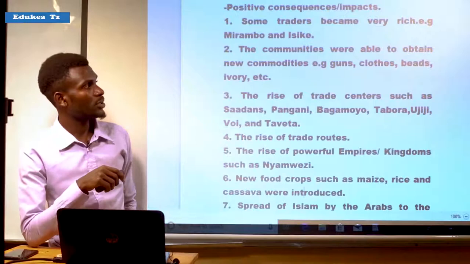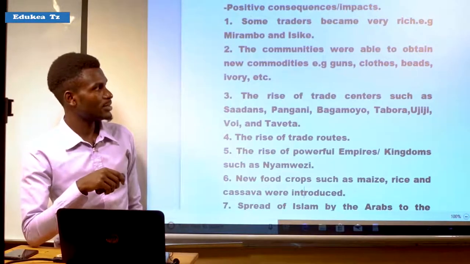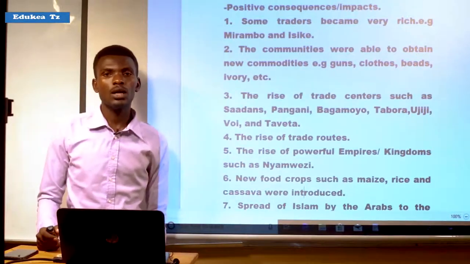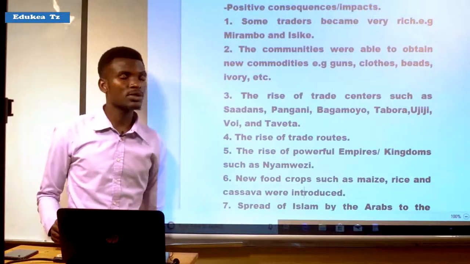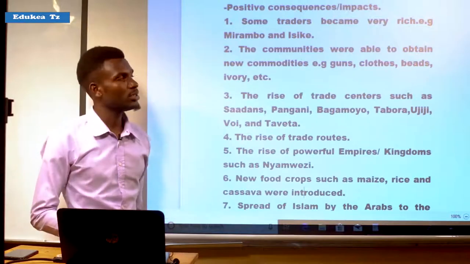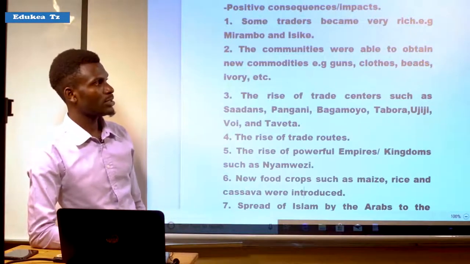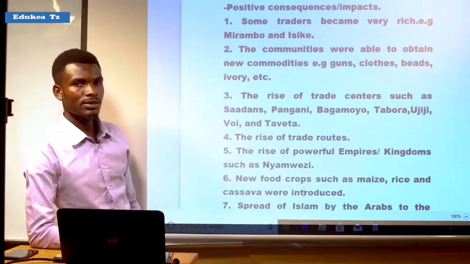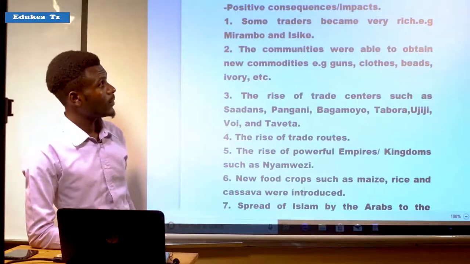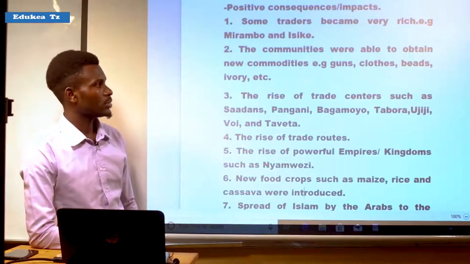Another, the communities were able to obtain new commodities such as guns, clothes, beads, and ivory. These assisted them to a large extent. For example, guns for defense, clothes to cover their bodies, beads as ornaments, and ivory, which was usually a symbol in their kingdoms.